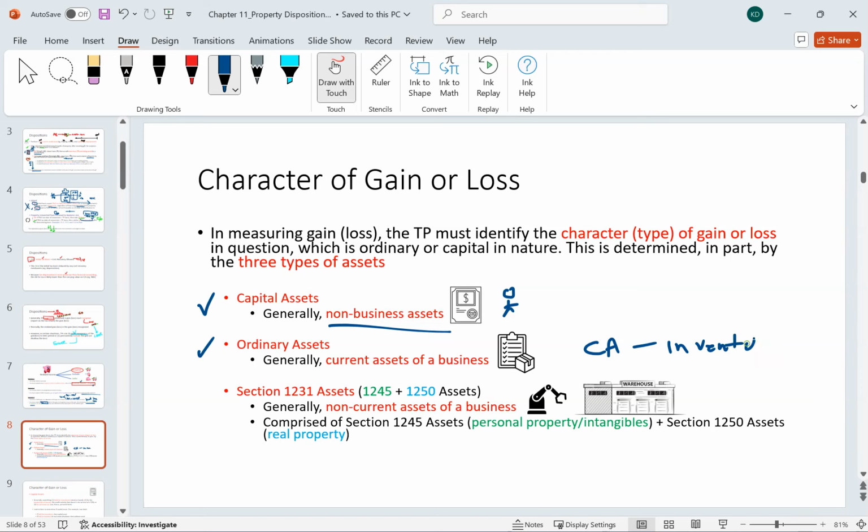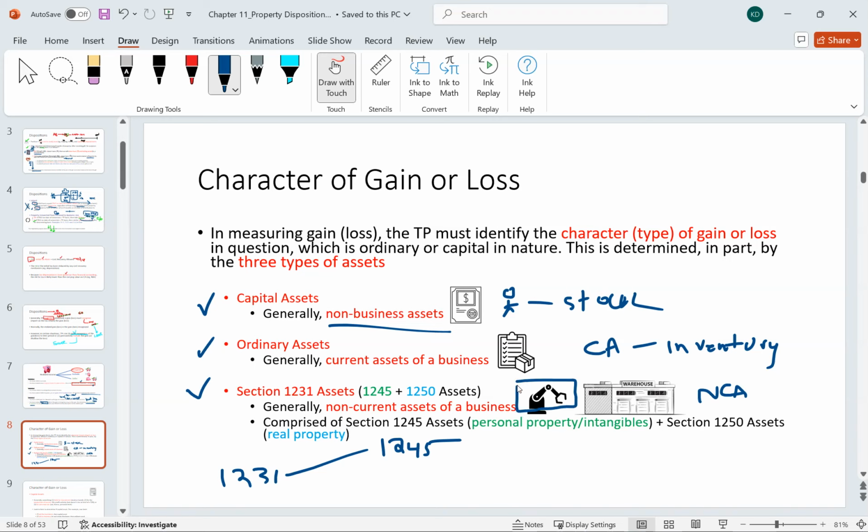We have ordinary assets, which are the current assets of the business. Typically, you would think inventory. So here I'm going to put typically think stock. Here, typically, you think inventory. And then we have 1231 assets, which are non-current assets of a business. And when we say 1231, first off, that's an IRS code section, but that really means 1245 property: basically machinery, equipment, personal property used in a business, intangibles, as well as 1250 property when we're talking about real property.